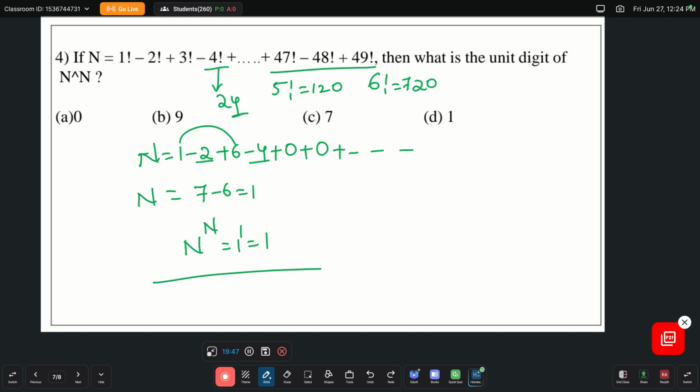Next we need to find n power n equal to 1 power 1. 1 power 1 equal to 1. So the unit digit of the given expression equal to 1. In this way we need to find the unit digit.